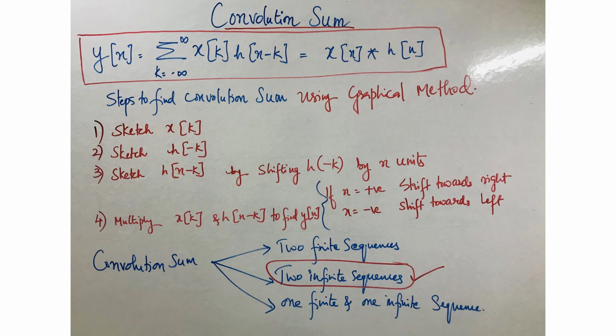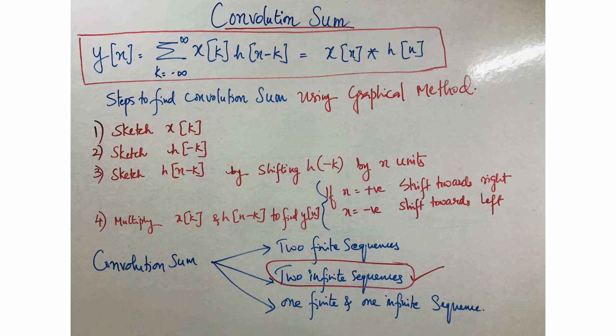Convolution sum can be computed for different types of sequences. It can be two finite sequences, two infinite sequences, and one finite and one infinite sequence. Already we have learned how to find the convolution sum between two finite sequences using graphical method, analytical method, and derivative method in the class. Today I am going to teach you how to find the convolution sum of two infinite sequences.